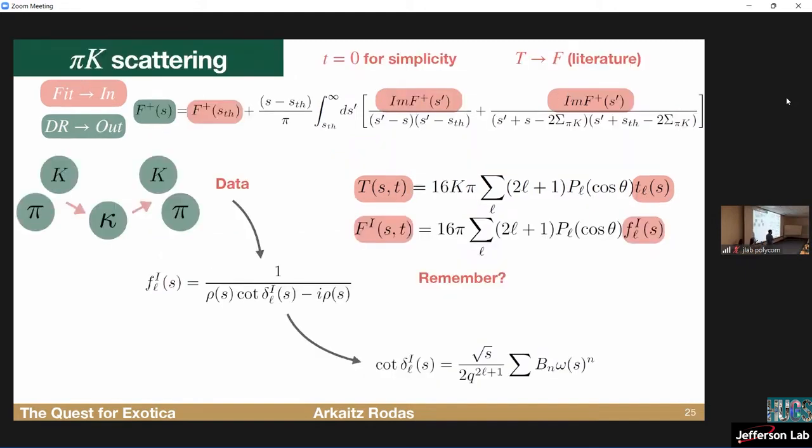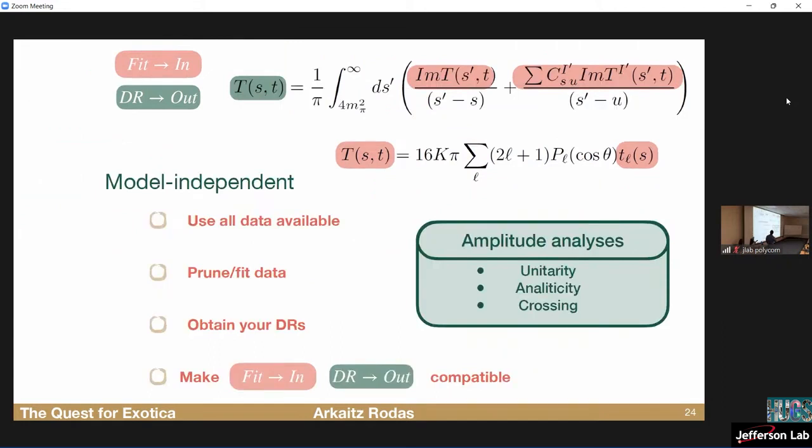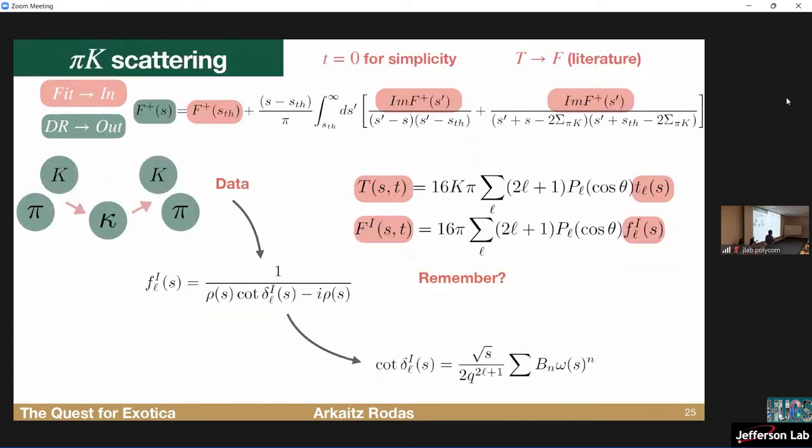We are going to play with pi K scattering, which is my favorite chunk. For pi K scattering, instead of pi pi, the equations are more complicated. So in order to simplify, I'm going to just put t, the Mandelstam variable, equal to 0, so it's no longer a variable. Second thing is, in the literature for that, we decided, for no good reason I think, to use capital F instead of capital T. So now I'm going to call it F instead of T, and little f instead of little t.